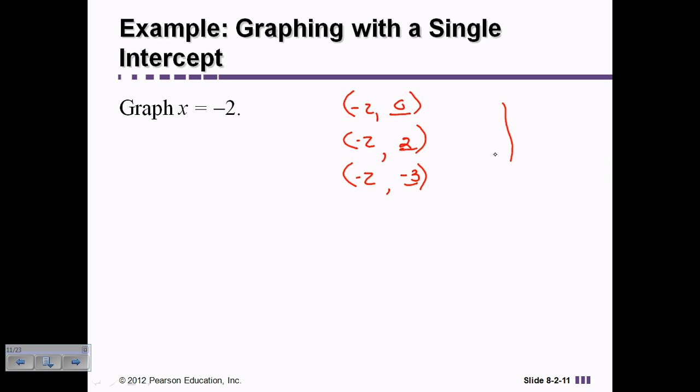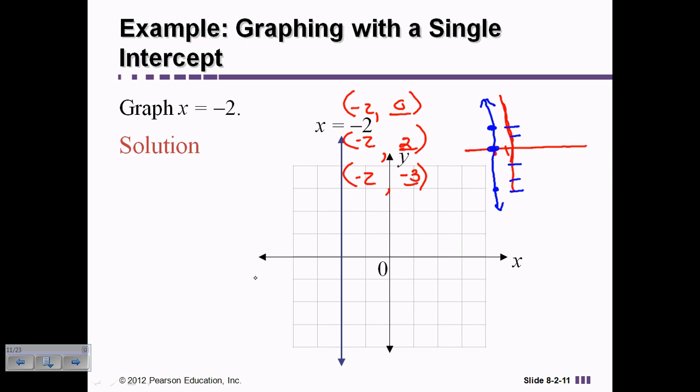So when I graph those points, -2, 0 would be this point right here. -2, 2 would be right here. And -2, -3 would be right here. And if you connect those 3 blue dots together, you'll notice that you get a vertical line. So anytime you have an equation in the form of x equals, your answer is going to be vertical.